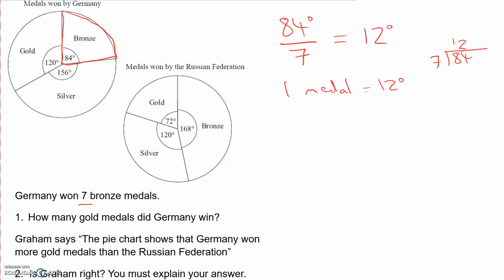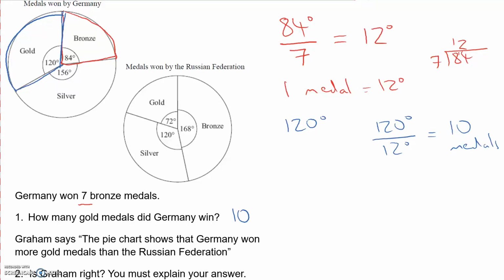Well, the gold medal part is clearly this part of our pie chart. And this part of our pie chart is 120 degrees. So we know 1 medal is worth 12 degrees, and we've got 120 degrees. So I reckon that's worth 10 medals. So we could have said 120 degrees divided by 12 degrees. That's going to give us 10 medals. We could probably just see that straight away. So the answer to question 1, I think, is 10 gold medals.